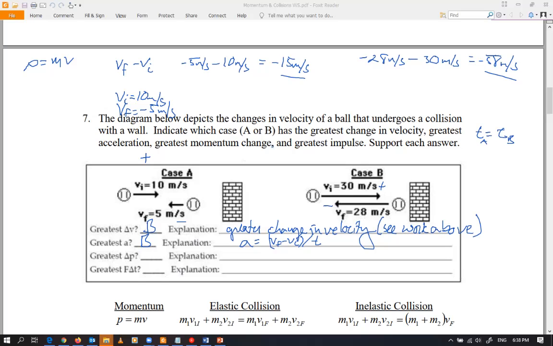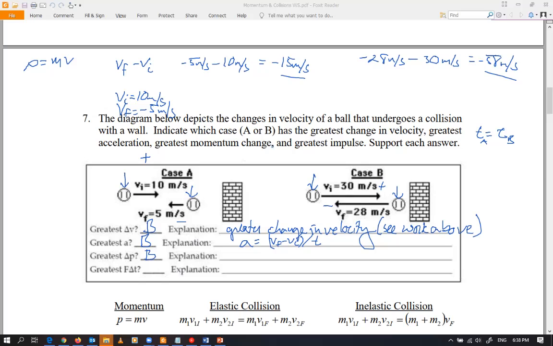And so if our masses are going to remain constant, which I'm going to assume they do in these cases, we're dealing with a tennis ball in both cases, then if the momentum is based on mass and velocity, and change in momentum is change in velocity, we just calculated the change in velocity, and it was greater when we looked at case B. Then our change in momentum has to be greater in case B as well, and the reason for that is the greater velocity.